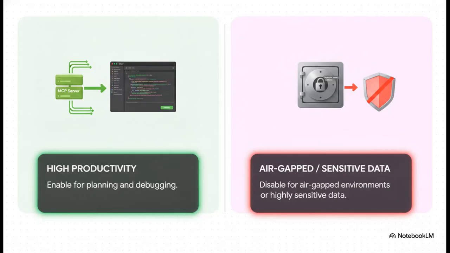But, and this is a big but, MCP requires really strict governance. You have to strategically decide when to enable or disable these servers. Enable them for high productivity during planning and debugging? Absolutely. But you must rigorously disable them for air-gapped environments or repositories handling highly sensitive customer data. External autonomous queries in those spaces just introduce way too much risk.